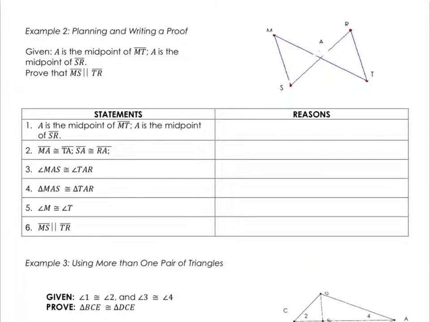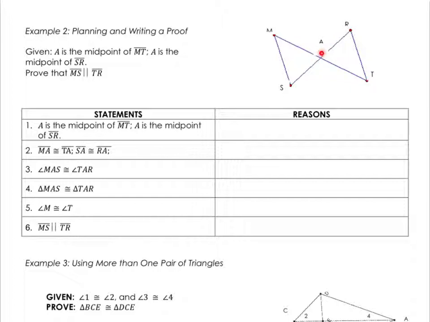Let's pick up now with example 2. And here we're doing another proof. We're told that A, right here, is the midpoint of MT. Right here, there's MT, so A is the midpoint. And it is also the endpoint of SR. So we've got A right here in the middle. This diagram has some little gaps here, but overlook those, please.